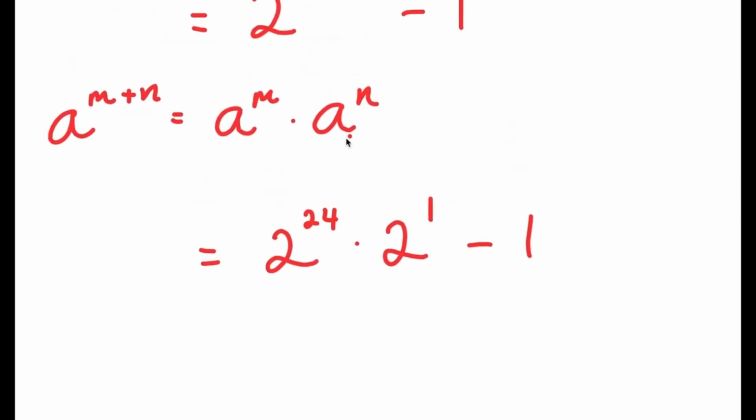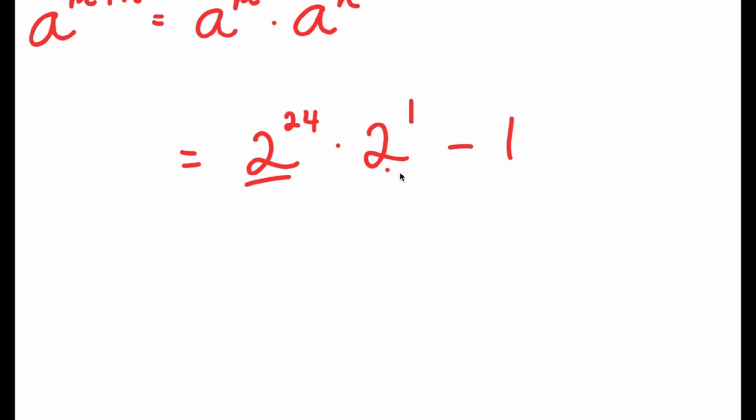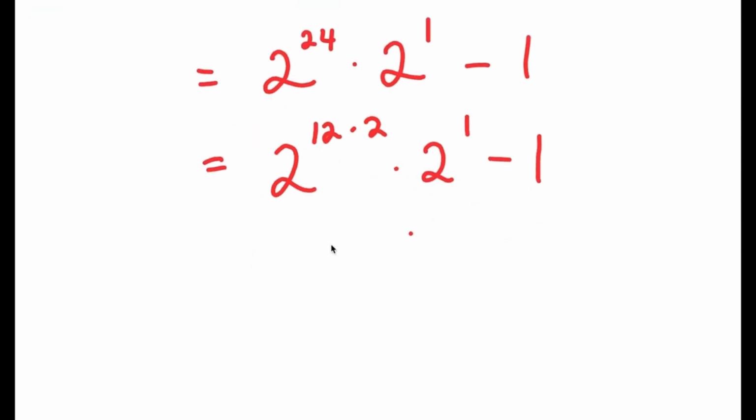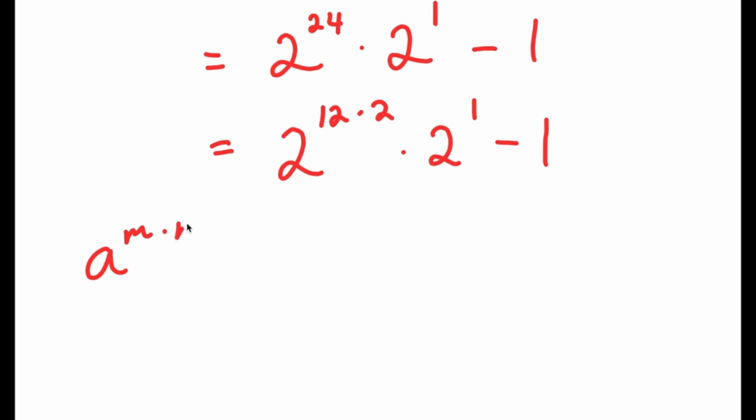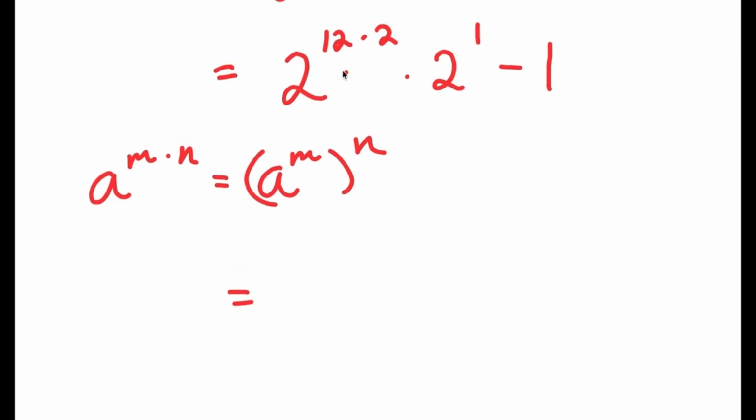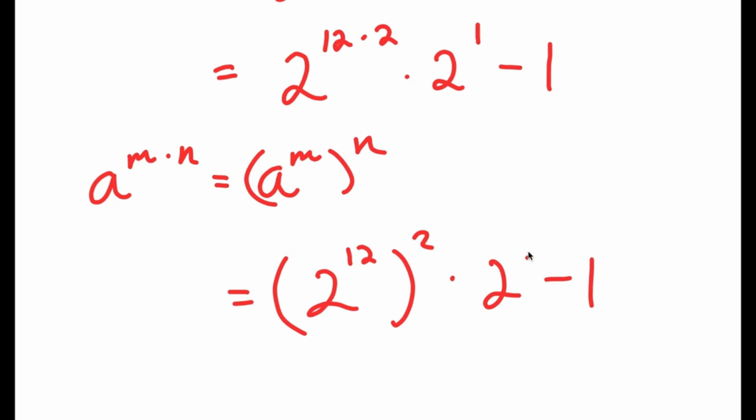Now basically our goal throughout this video is to change our values to be as small as possible, so then at the end we can do whatever we need to do with them to get our final result. So 2 to the power of 24, how do we simplify this and make it even smaller? I can rewrite this as 2 to the power of 12 times 2. And another property of exponents is that if I have something in the form a to the power of m times n, this is equal to a to the power of m to the power of n. So 2 to the power of 12 times 2 is going to equal 2 to the power of 12 to the power of 2. And I have this times 2 minus 1.